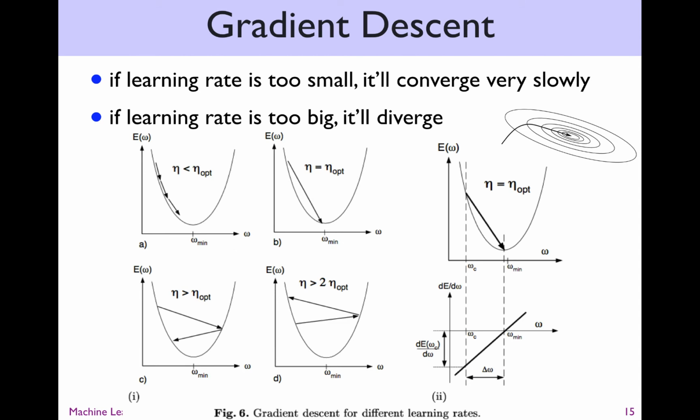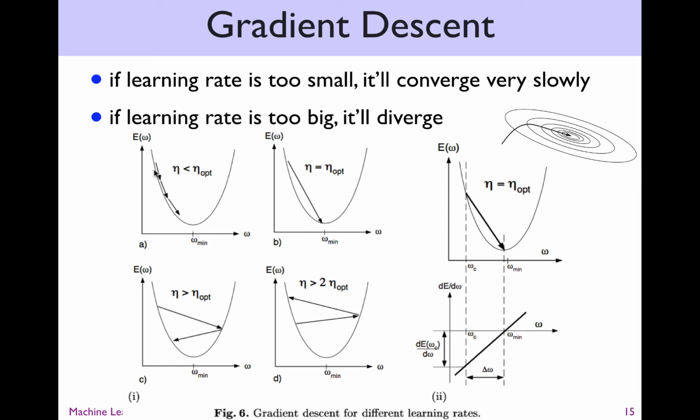And the most commonly used algorithm is gradient descent. Gradient descent basically goes in the reverse direction of the gradient, so that it is the steepest descent direction. And if the learning rate is small, it will converge eventually, but it will probably converge very slowly, making small steps. But if the learning rate is too big, it's possible to diverge if it's bigger than 2 times the optimal learning rate, right?